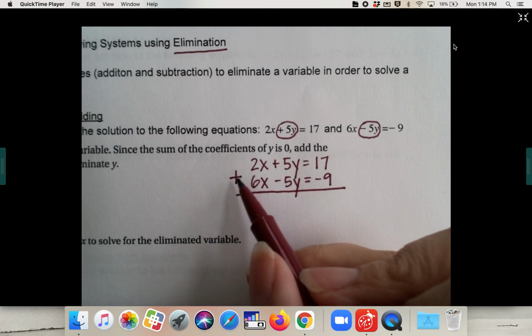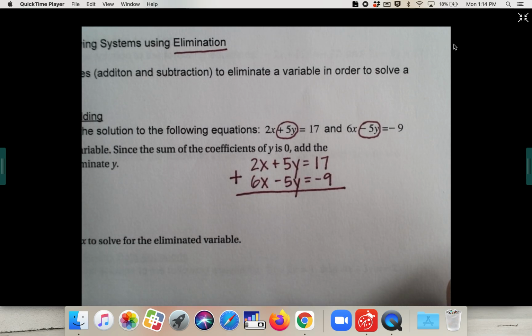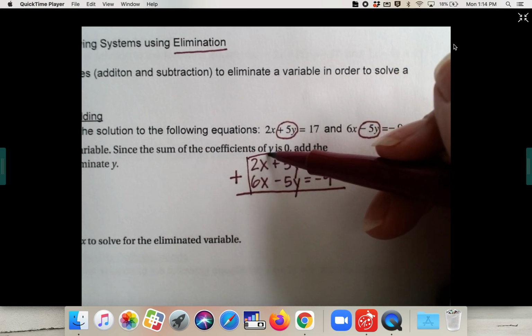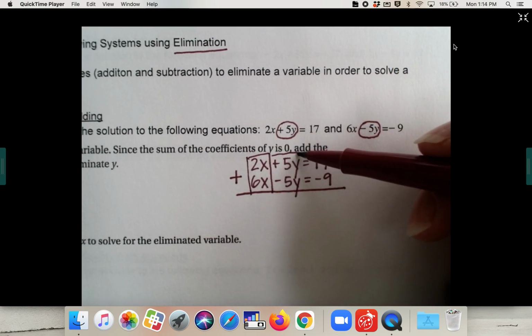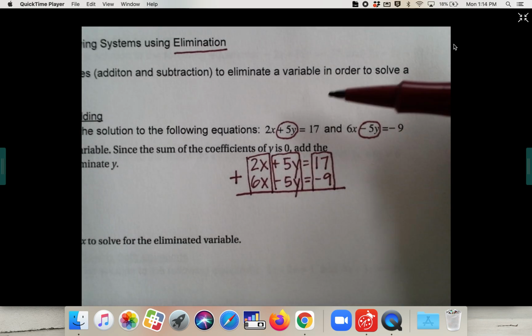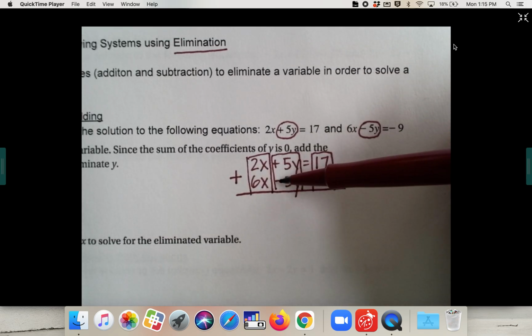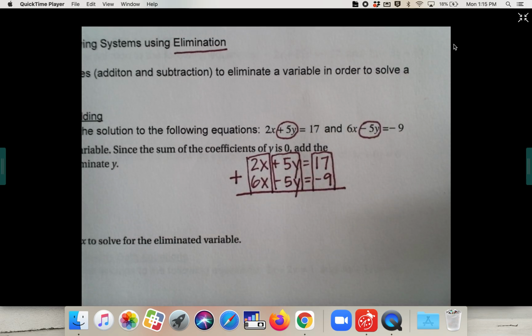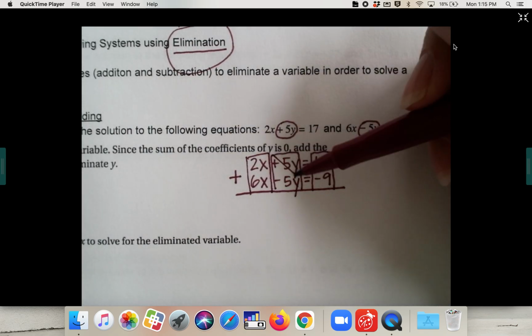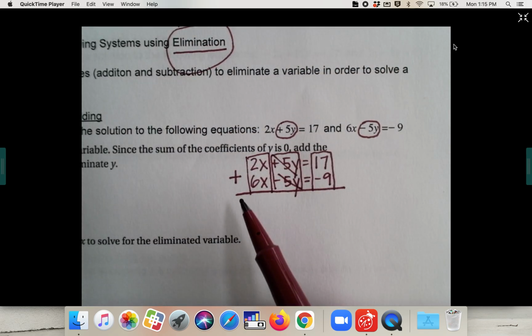Let me tell you why I chose to put addition instead of subtraction. If I were to subtract, each of these terms would get subtracted, and 5y minus negative 5y would not eliminate it. The whole point of elimination today is to eliminate a variable, like we can by adding.